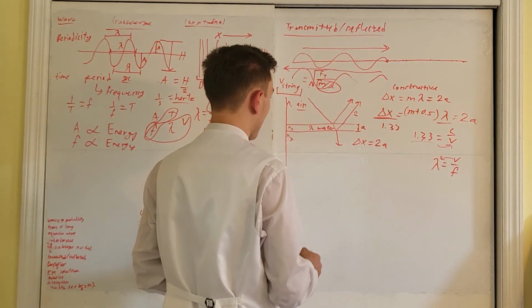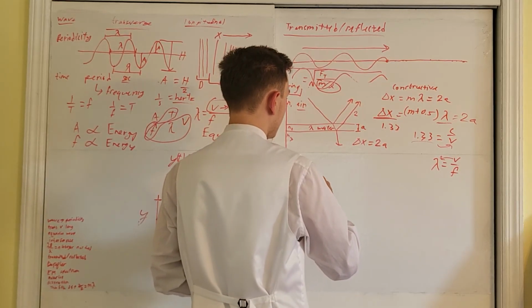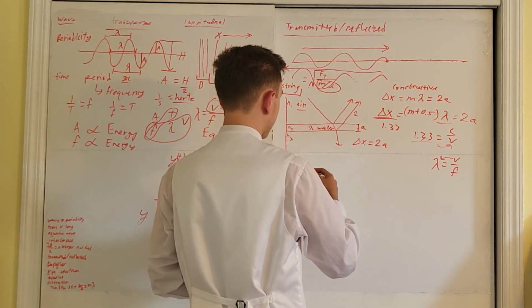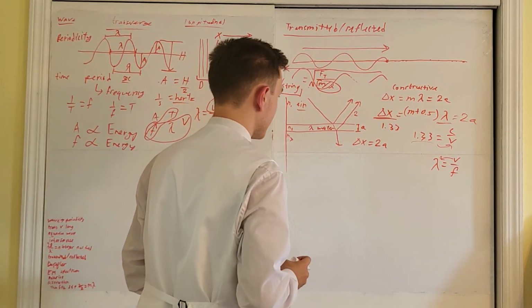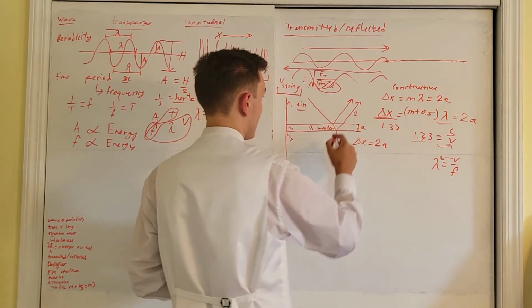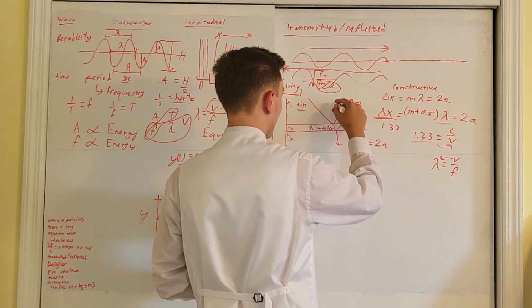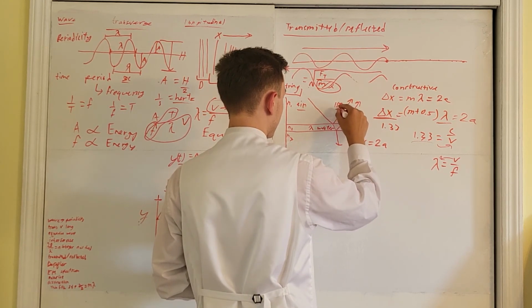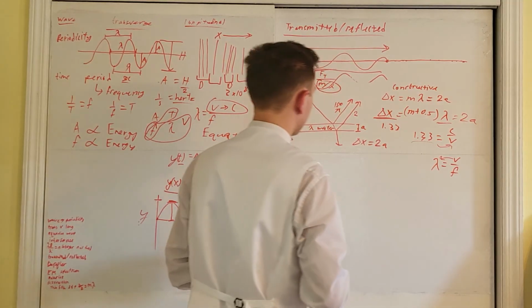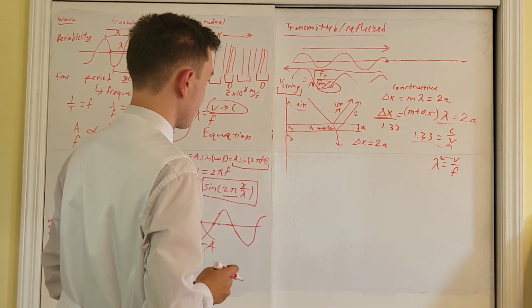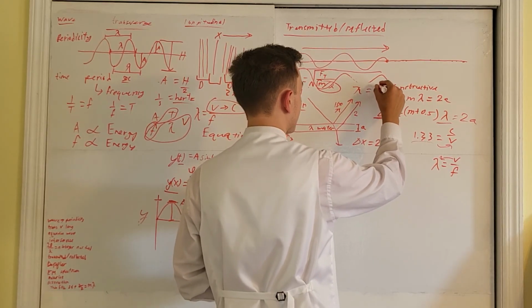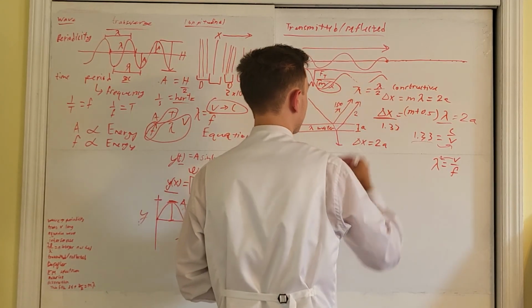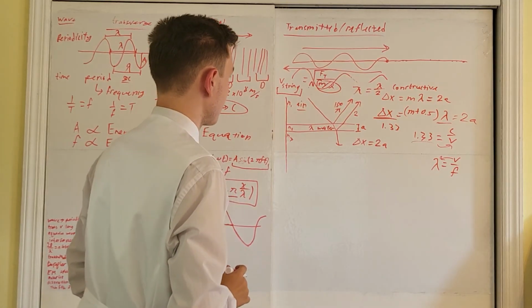So air going into water is an inversion because the speed of light in air is faster than the speed of light in water. So this wave will be 180 degrees out of phase, or it'll have a phase shift of pi, okay? Where pi, or 180 degrees, is a phase shift of lambda over 2, okay?